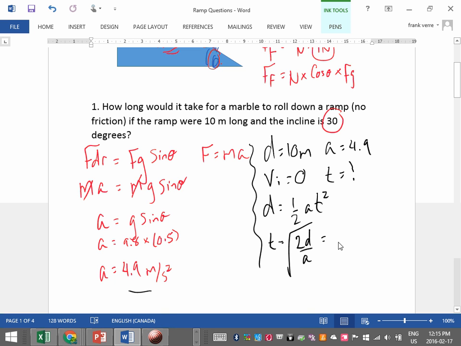So that would be the square root of 2 times 10 over 4.9. So that's 20 over 5, which is 4. So that's about 2 seconds. Not exactly, but I'm just going to round it off because I don't want to waste time pulling that calculator out. Okay, so force down the ramp is a function of the weight times sine theta.